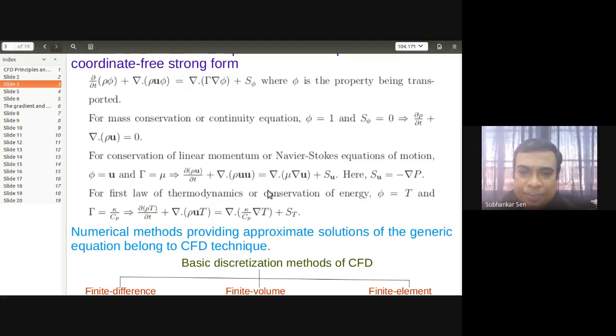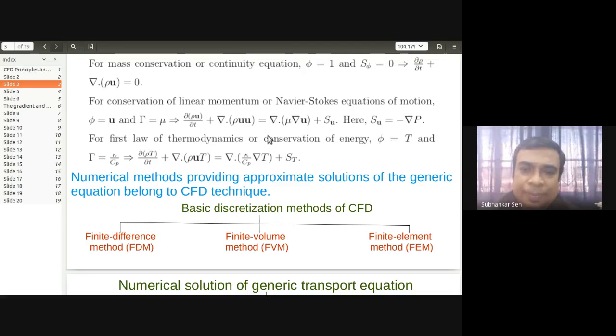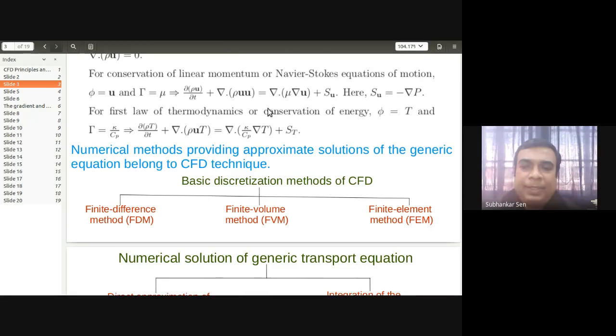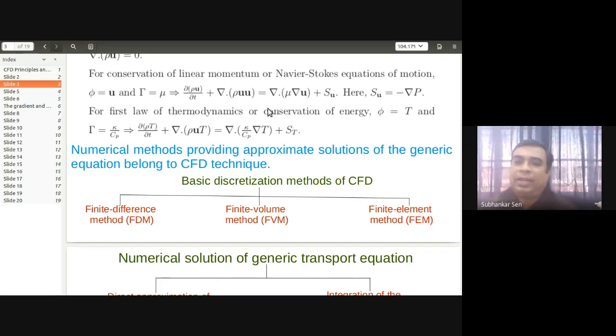Okay. So in basic discretization, there are three foundation methods. In CFD, for fluid dynamics problems or for a heat transfer problem, there are three basic fundamental methods. These methods are used, and the oldest method is the finite difference method. This is the oldest method for solving fluid dynamics problems. And next came the finite volume method. And finally, we got the finite element method.